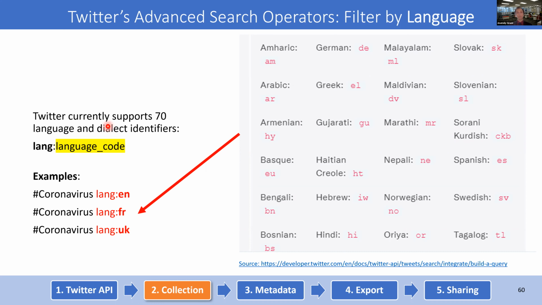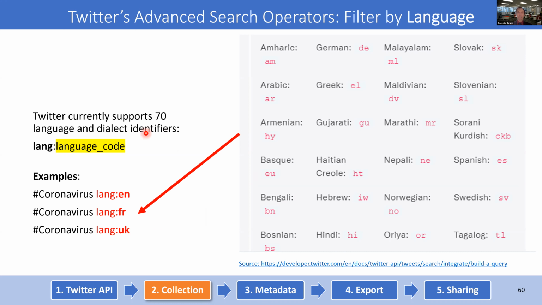And so Twitter supports an operator called lang, which stands for language. All you need to do is add that operator as part of your search, and then indicate the code, the identifier, for the language that you want to focus on. So if it's just English, you put EN. If it's French, it will be FR. If it's Ukrainian, it's UK. So this is not to be confused with British English.